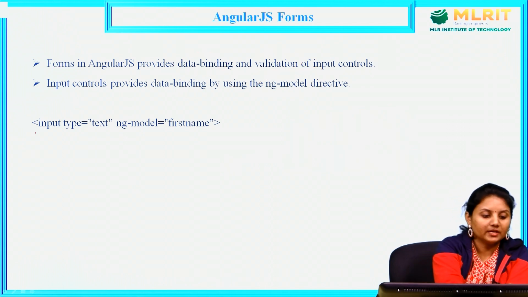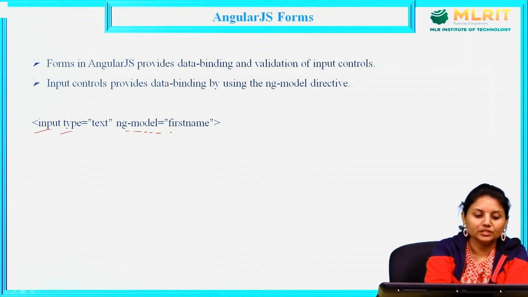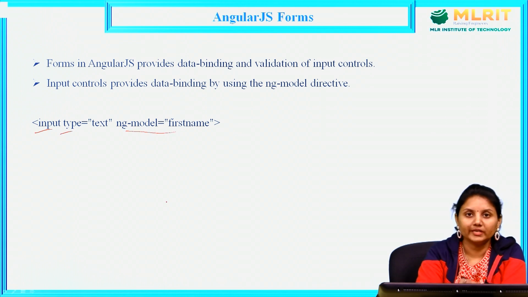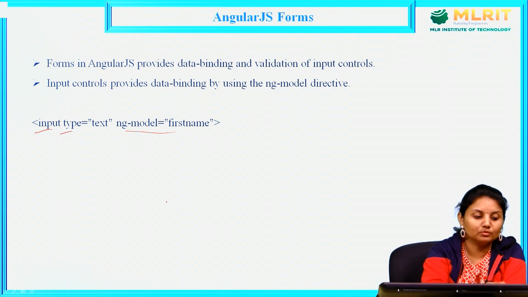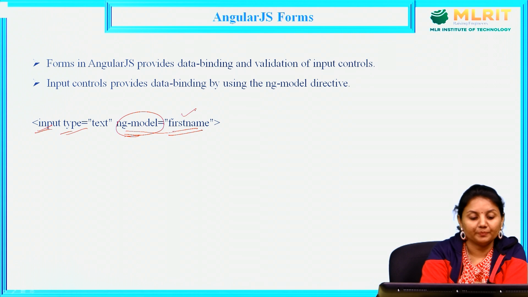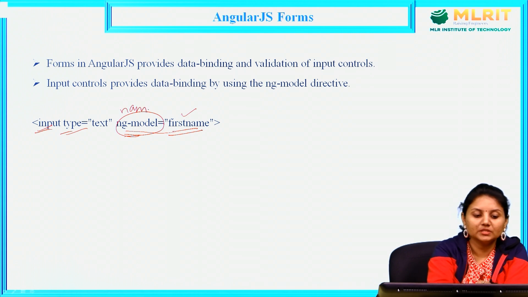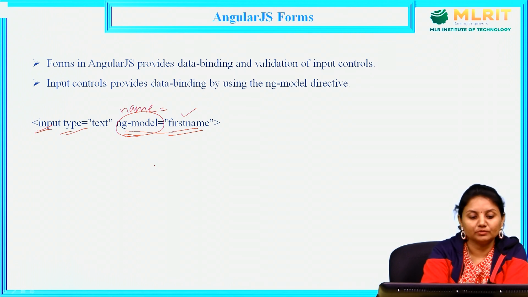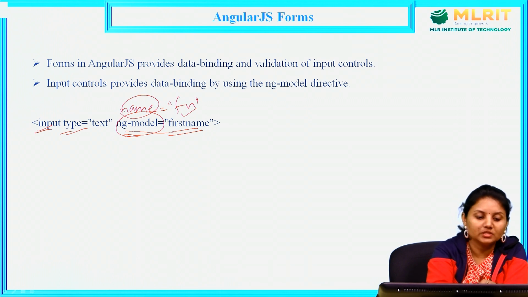The input type equals text, and ng-model. In HTML also we used the input tag with the type, and we gave a name. Here we are using ng-model for binding purposes. What is the name? We give the first name. There we used the name attribute, name equals first name. But here this name is replaced with ng-model.